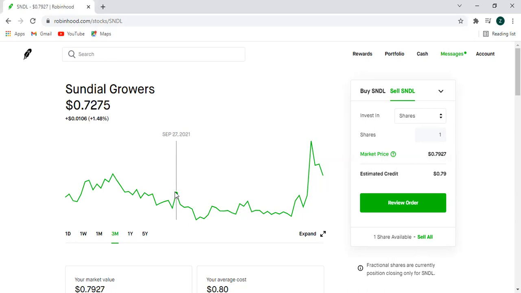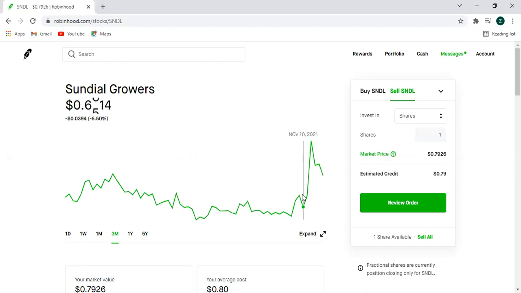You can get yourself out of the play, save some money, not lose everything, and then enter a new position once the stock has bottomed out and has reached its lows. Then you can get back in and ride the momentum back up. Because all stocks go up and down. It's a process.